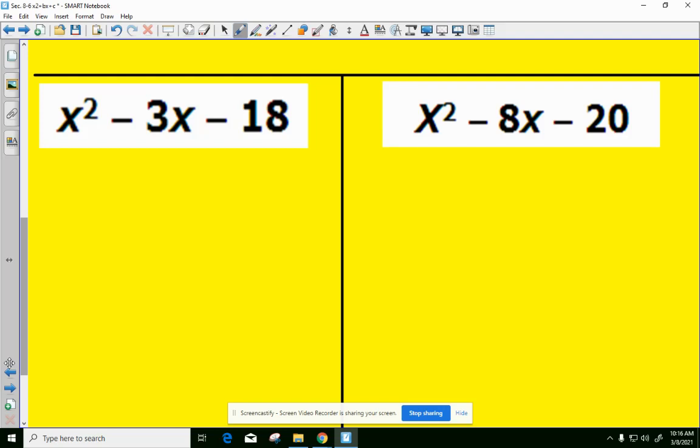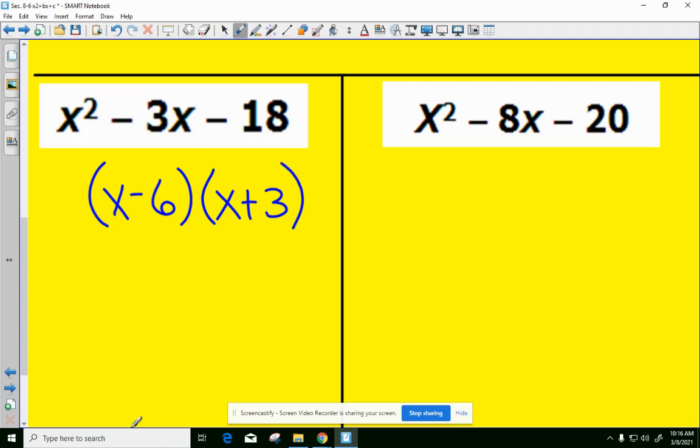You got one? Which one you got? The first one. Okay, the one on the left. What do you think? Negative 6 and 3. Negative 6 and positive 3. Yeah. So what are my two factors going to look like? Doesn't really matter which position it is. It doesn't matter which set you write first, but your signs are going to matter. Okay. X minus 6. Okay. And x plus 3. Good. So x minus 6 and x plus 3.